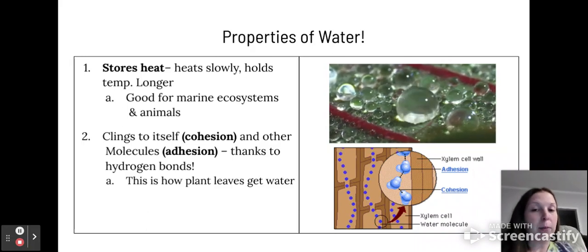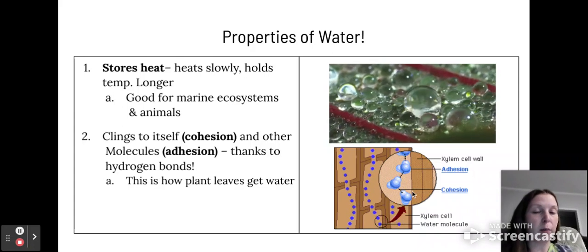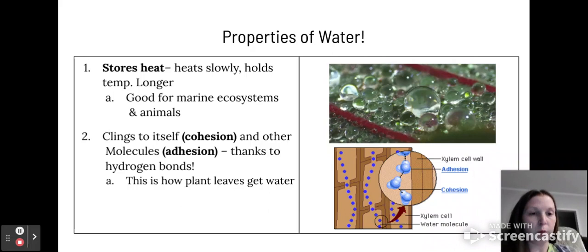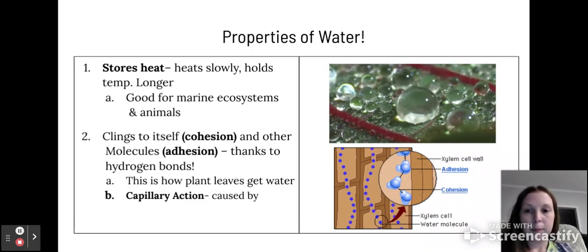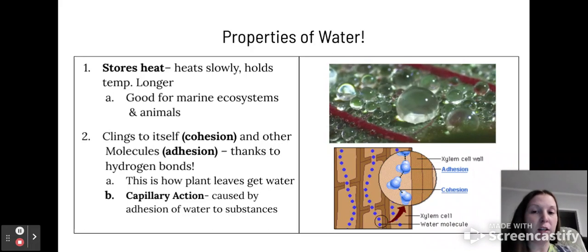This is one way we see that plant leaves get water. So water is absorbed through the roots. It's moved through the xylem, so you can see that here in our bottom GIF, where the water molecules are attracted to each other, but also to the cell walls to move their way up through the plant. And this is also known as capillary action, which is caused by the adhesion of water to surfaces.